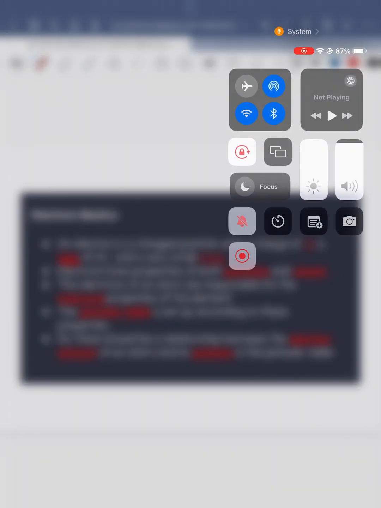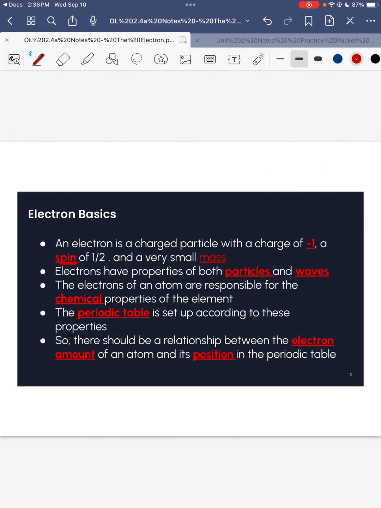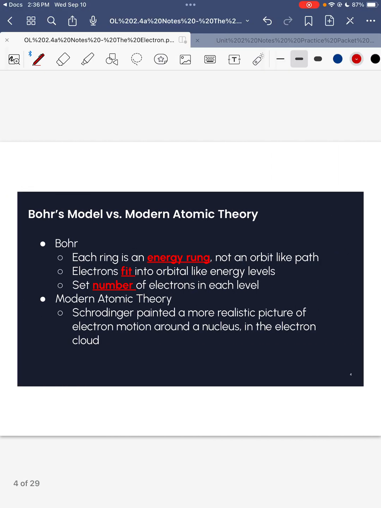The periodic table is set up according to these properties. So according to that, there should be some sort of relationship between the amount of electrons and something's position on the periodic table. This should be kind of familiar to us. If we remember the 2 main models that introduced the electron, first we had Bohr's model, where each ring was like an energy rung, not an orbit or path. And electrons just fit into orbitals' energy levels, and there was a set number of electrons in each level.